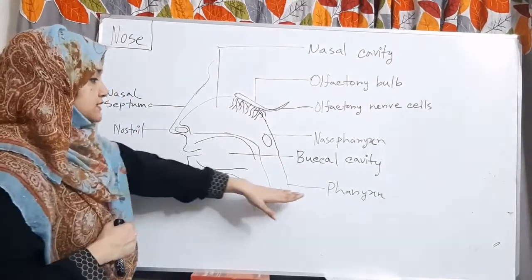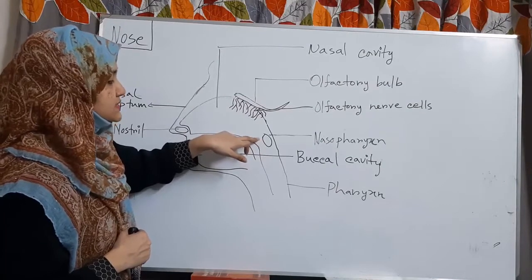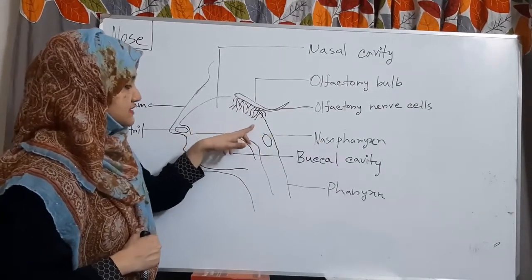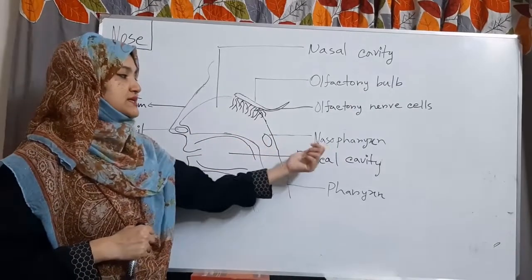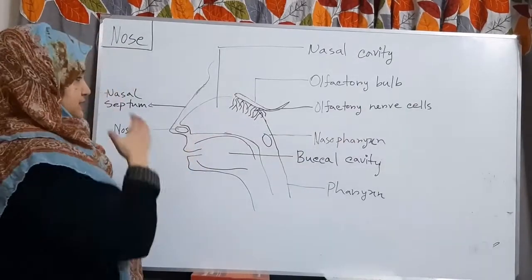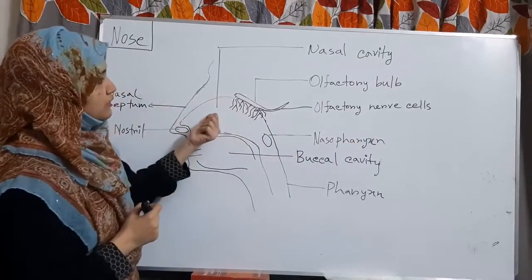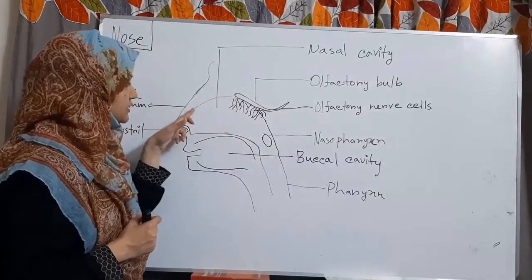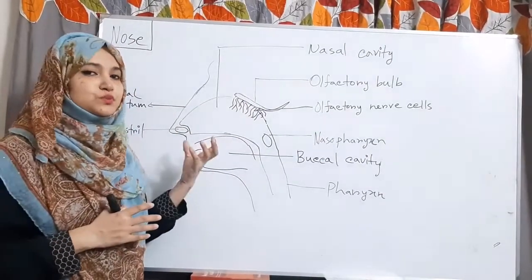Now this is the pharynx, and this is a connection point. This point is known as the nasopharynx, which connects the nasal cavity and the pharynx. Our nasal cavity is slightly triangular in shape, and it is divided into two parts.